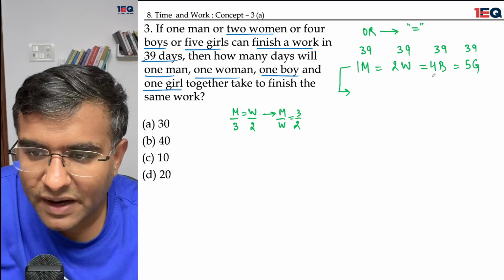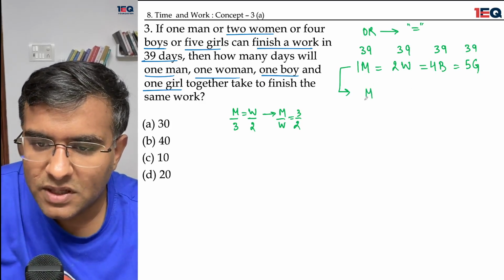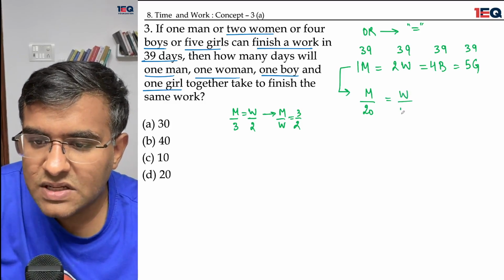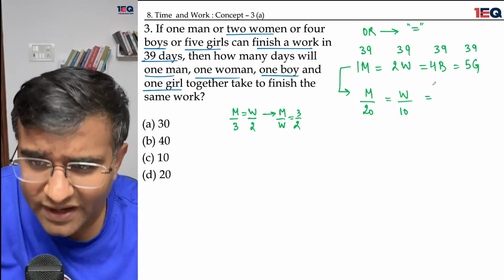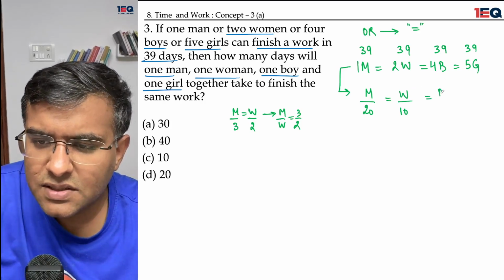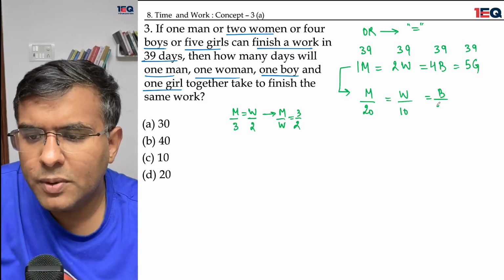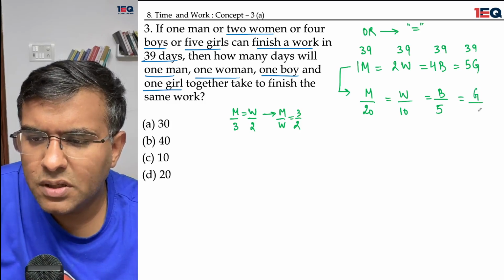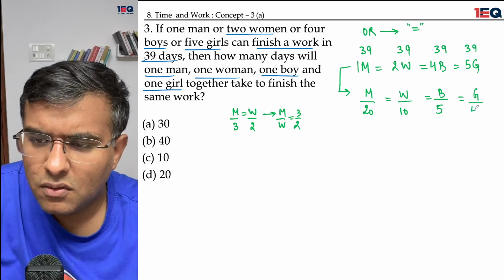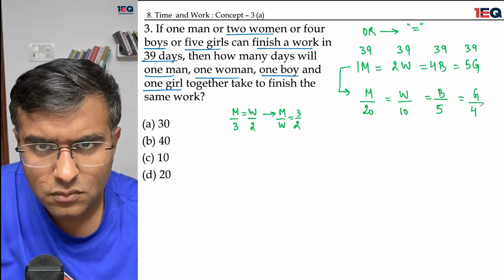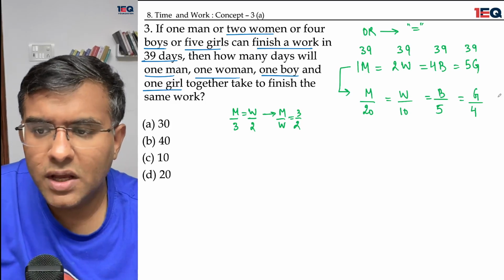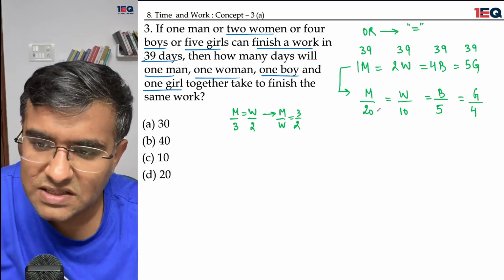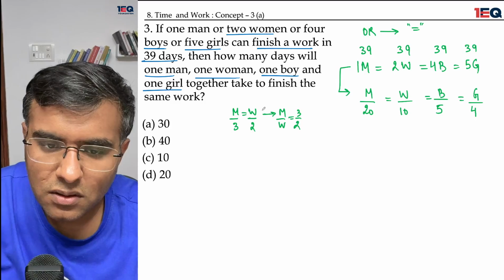So I'll quickly divide everybody by 20. This gives me the value of m, or the efficiency of m, as 20, the efficiency of w as 10, because I'm dividing it by 20, and the efficiency of boys to be equal to that of 5, and the efficiency of girls to be that of 4. Understood?